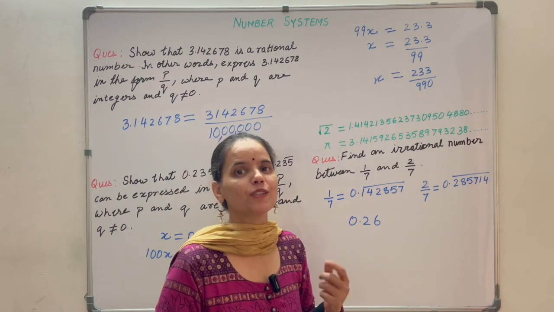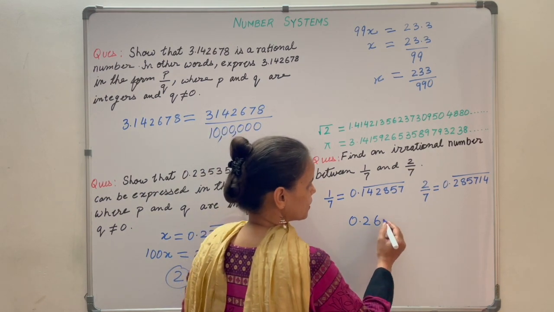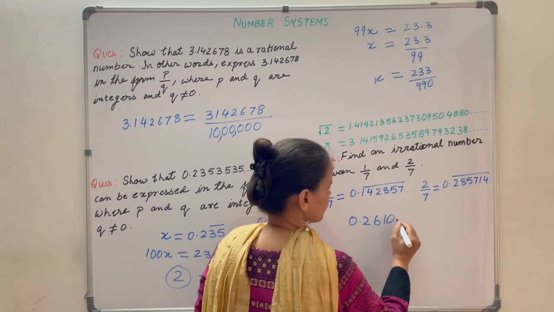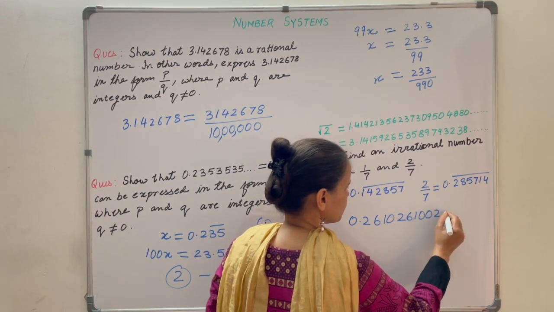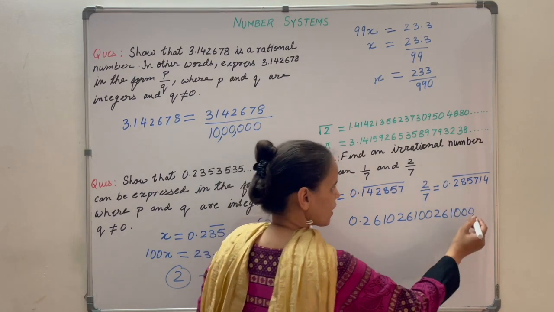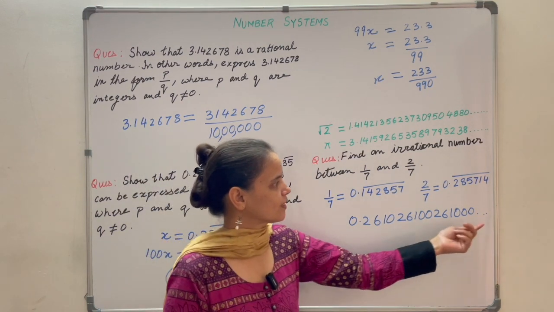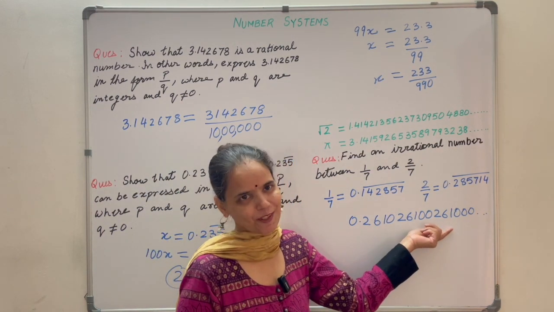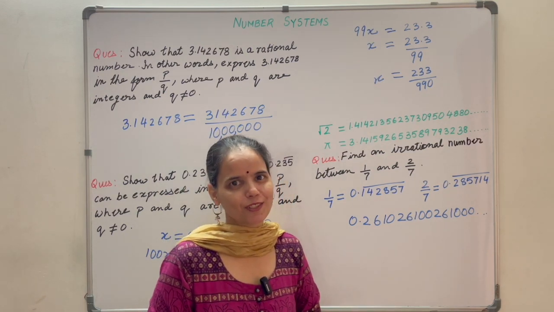That means it has to be non-terminating, non-repeating. So what I'll do is, I'll write down 1, 0, 2, 6, 1, 0, 0, 2, 6, 1, 0, 0, 0, and so on. So you can clearly see that this is non-terminating, non-repeating. Like this, you can write down as many irrational numbers as you want.